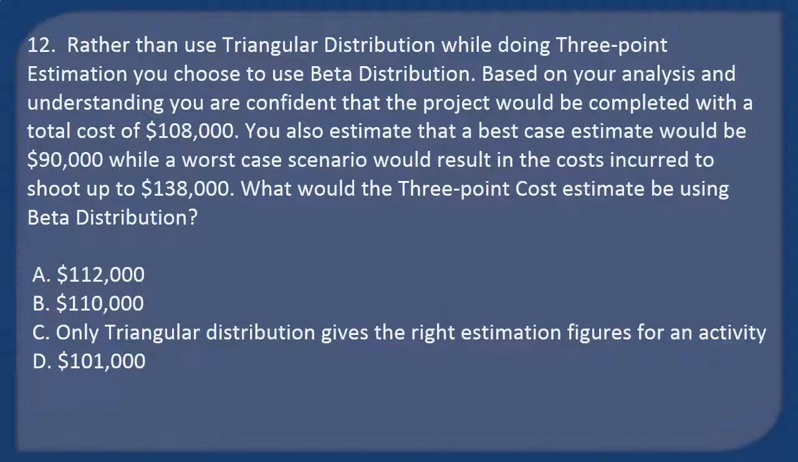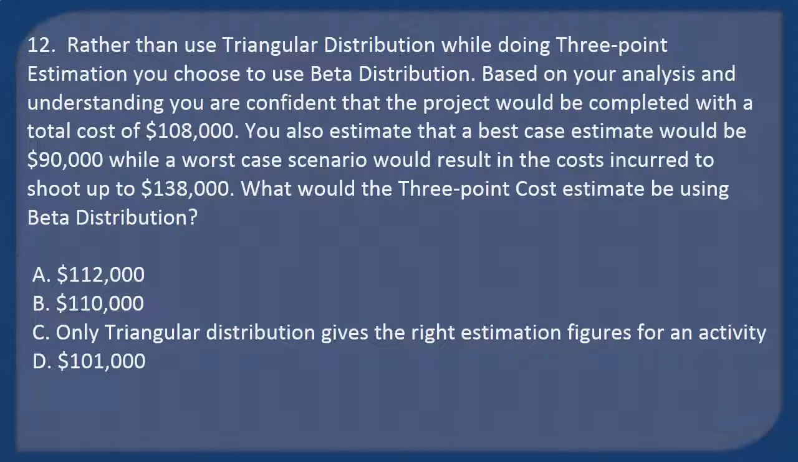Question 12. Rather than use triangular distribution while doing 3-point estimation, you choose to use beta distribution. Based on your analysis and understanding, you are confident that the project would be completed with a total cost of $108,000. You also estimate that a best-case estimate would be $90,000 while a worst-case scenario would result in the costs incurred to shoot up to $138,000. What would the 3-point cost estimate be using beta distribution?